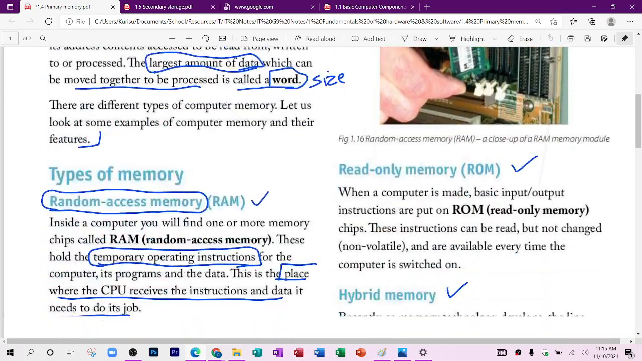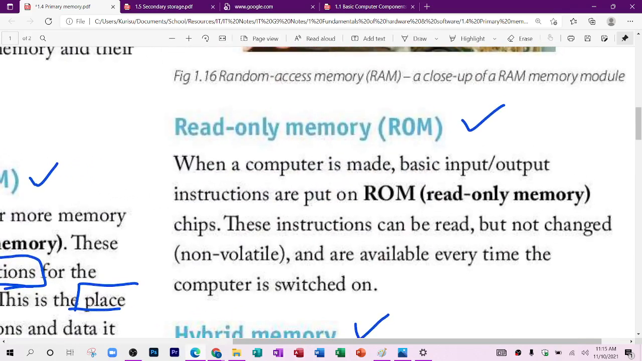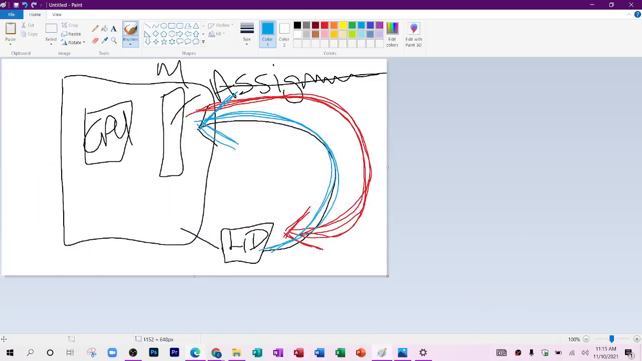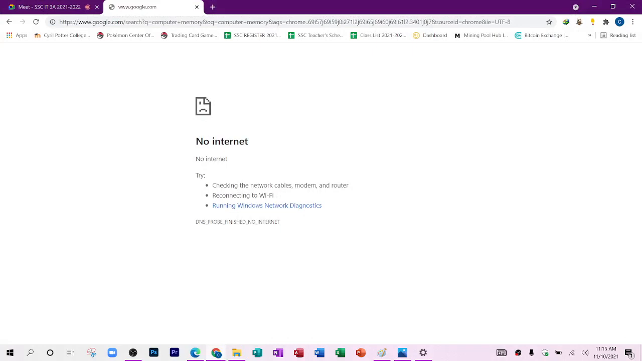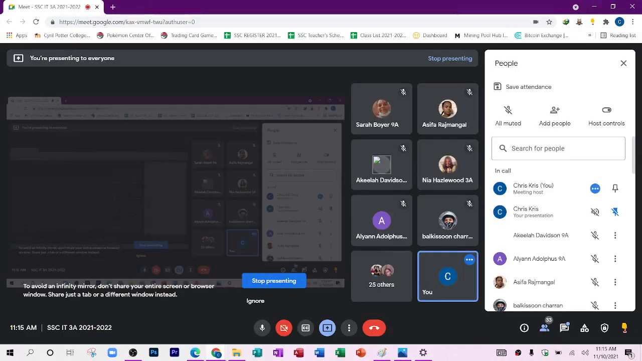Now the next type of memory is ROM, read-only memory. Alkisun, could you read that for us?